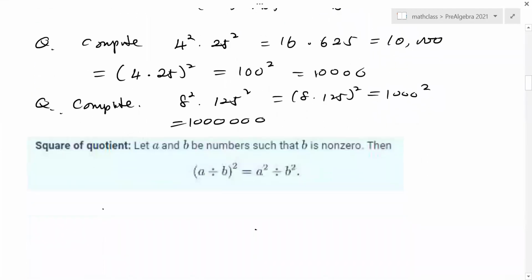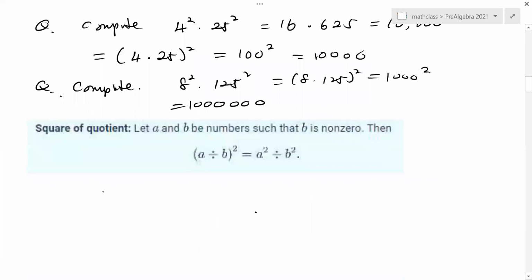So, the square of a quotient. Now, I should say that in advanced mathematics, we don't use this division symbol. But right now, we're in middle school switching to high school.